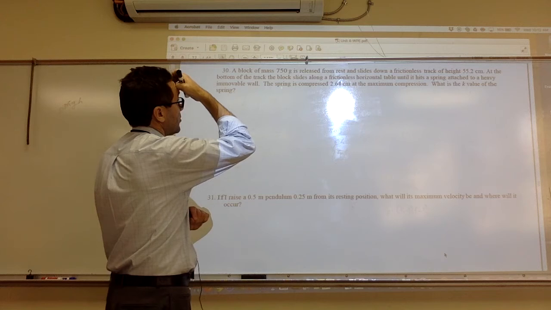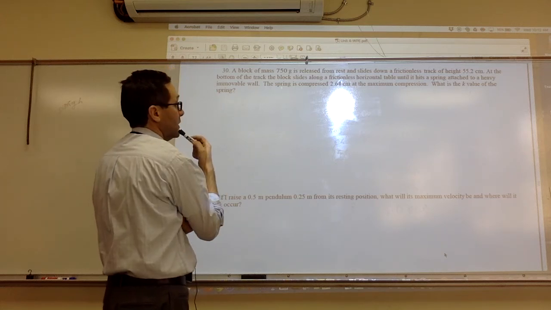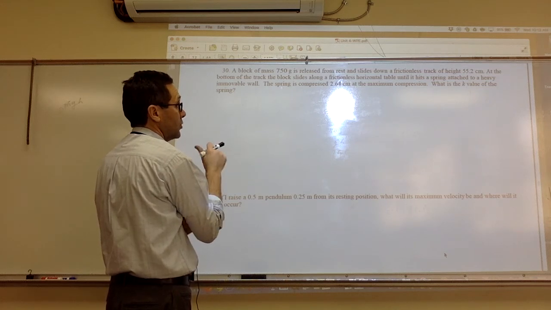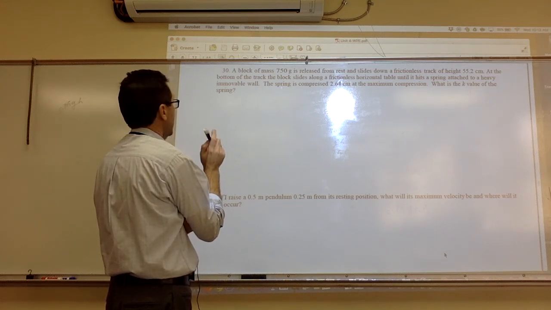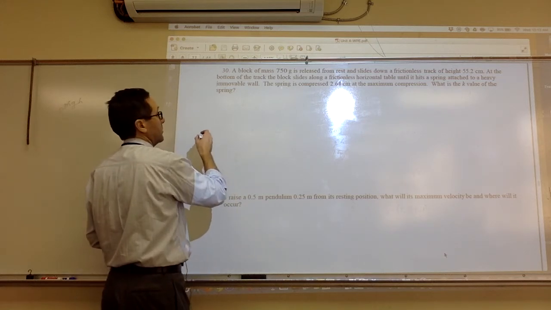The spring is compressed that much. That's the maximum compression, meaning at that moment it has no kinetic energy, so it's going to start to go back. What is the K value for the spring? So we're looking for the spring constant. So basically, this is what we're looking at.